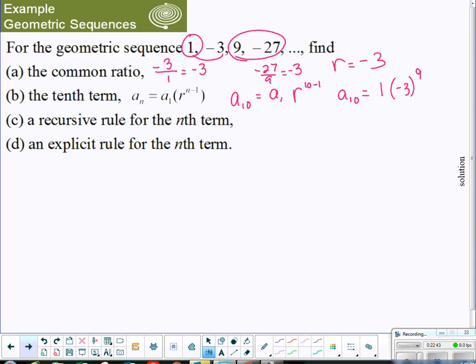And nor do I have it on my note sheet, you guys. Sorry about that. It's going to get kind of large. But that's what it would turn out to be. A recursive rule for the nth term.